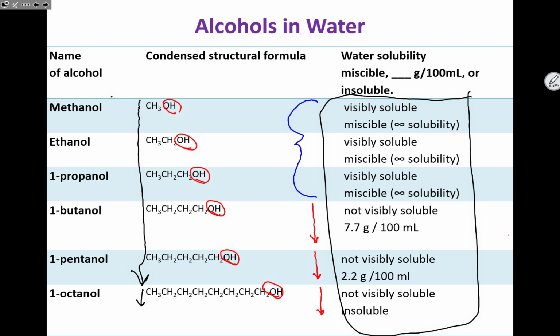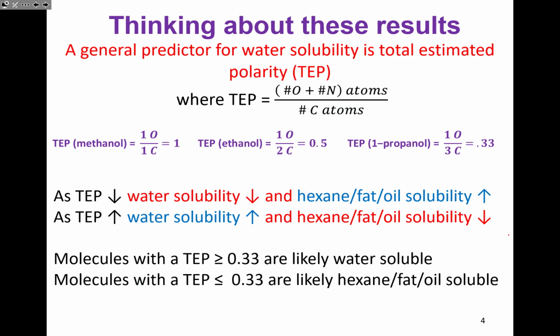So how can I use these observations of solubilities of alcohols to make general predictions for other molecules? This is what I came up with: we can use a general predictor for solubility called total estimated polarity, or TEP. The total estimated polarity is going to be proportional to the number of oxygen plus nitrogen atoms, because they can hydrogen bond with water. Not only are they hydrogen bond acceptors with water, if they have an H atom, they're also hydrogen bond donors to water. So oxygen and nitrogen are going to be very important in this.